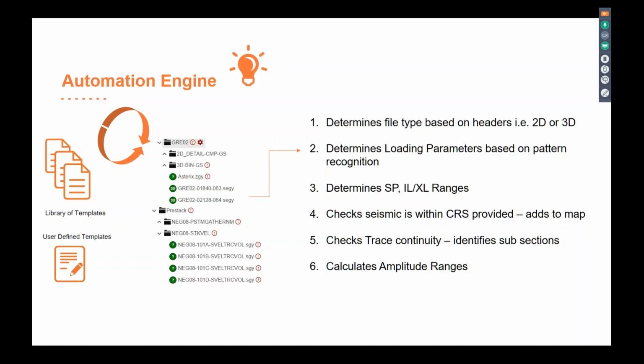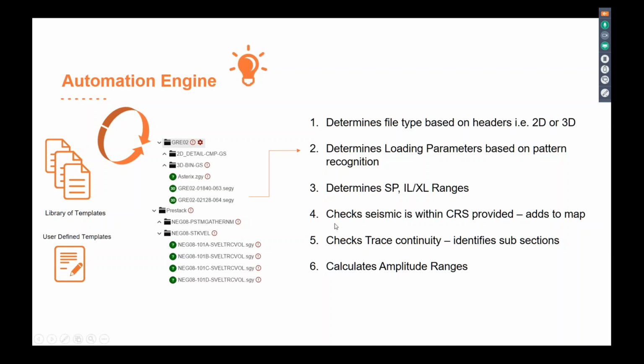So if the traces have a nice linear increase, it's a 2D line, and if it has a stepwise organization, it's a 3D cube. It then determines some further information about the seismic, like the shot point ranges, inline crossline ranges, and the amplitude ranges of the data, which provide more information.